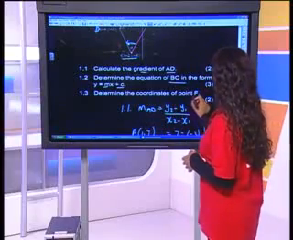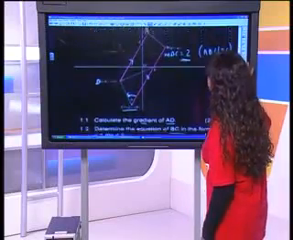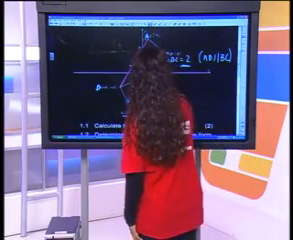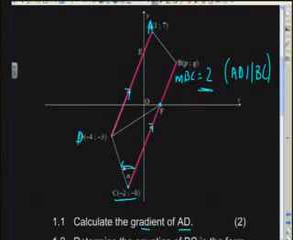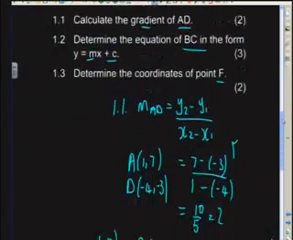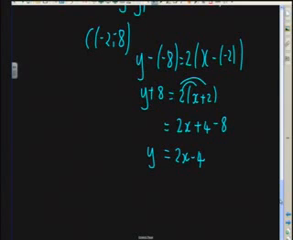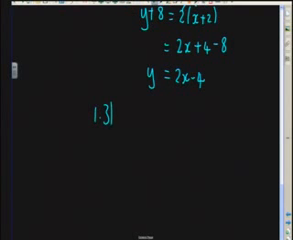Okay, next one, determine the coordinates of point F. So now if you look at F, it's that point there, and you see that it's the point that cuts the x-axis. Now remember, a point that cuts the x-axis is called your x-intercept. So the point on the line that cuts the x-axis will obviously give us the x-intercept. So to find point F, all I need to do is to find the x-intercept of the line y is equal to 2x minus 4. So this is 1.3, and we're working out the coordinates of F, which we know is the x-intercept.